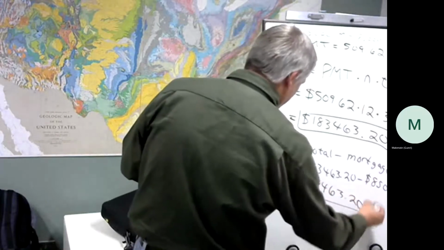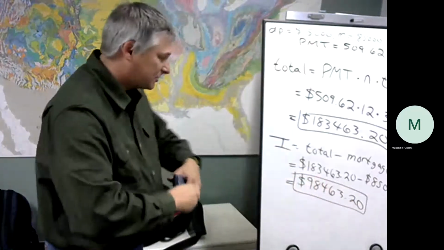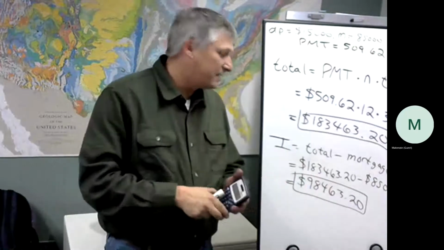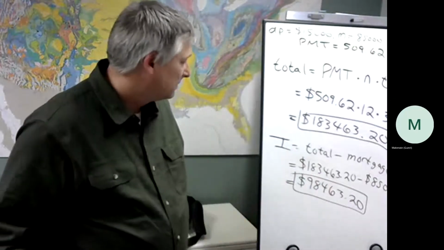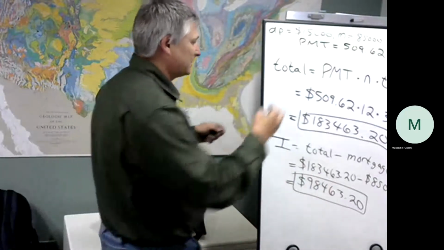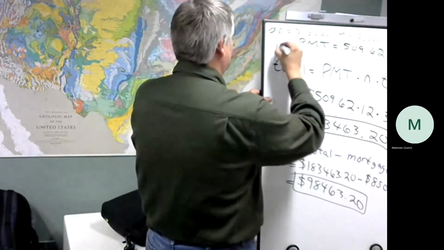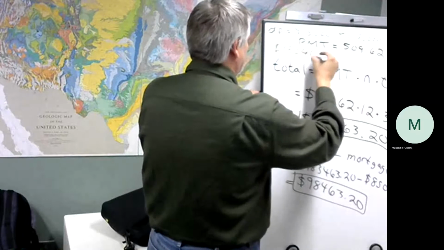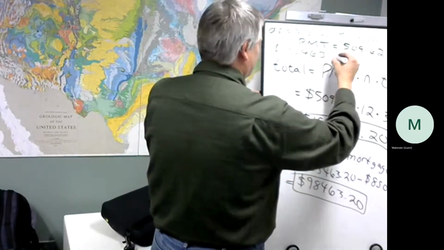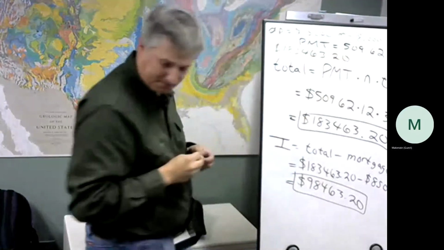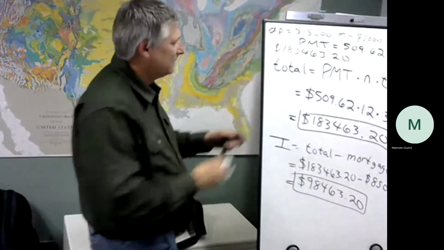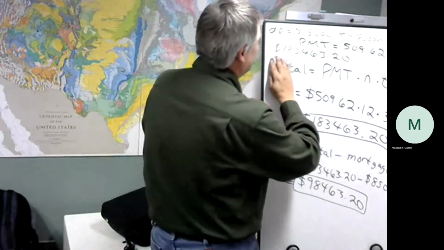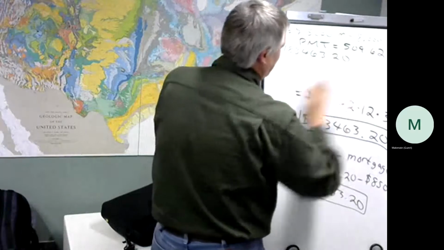$98,463.20. The interest we pay is actually greater than the actual mortgage. So that's a lot. So I'm going to record this total, 183,463.20. Now again, and then we've got our monthly payment.